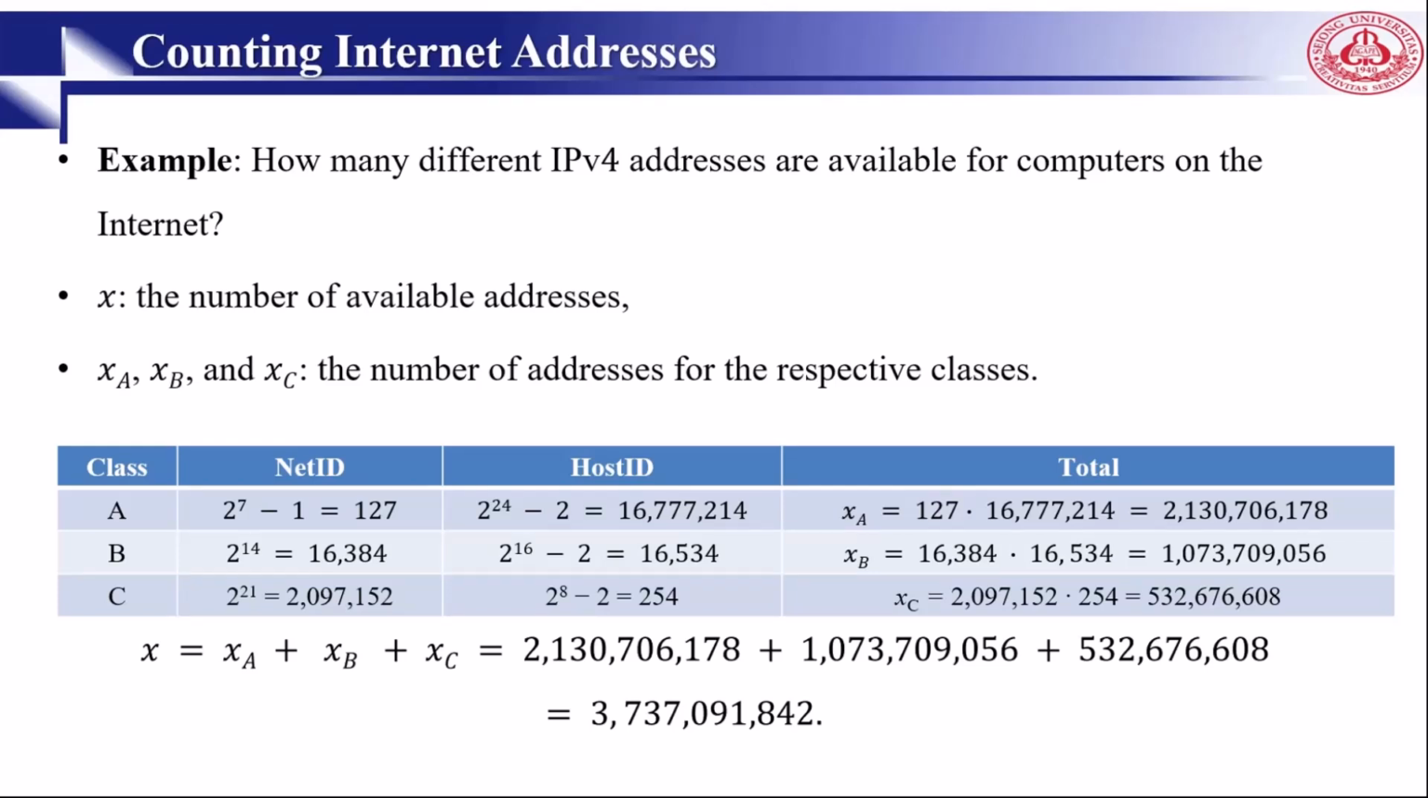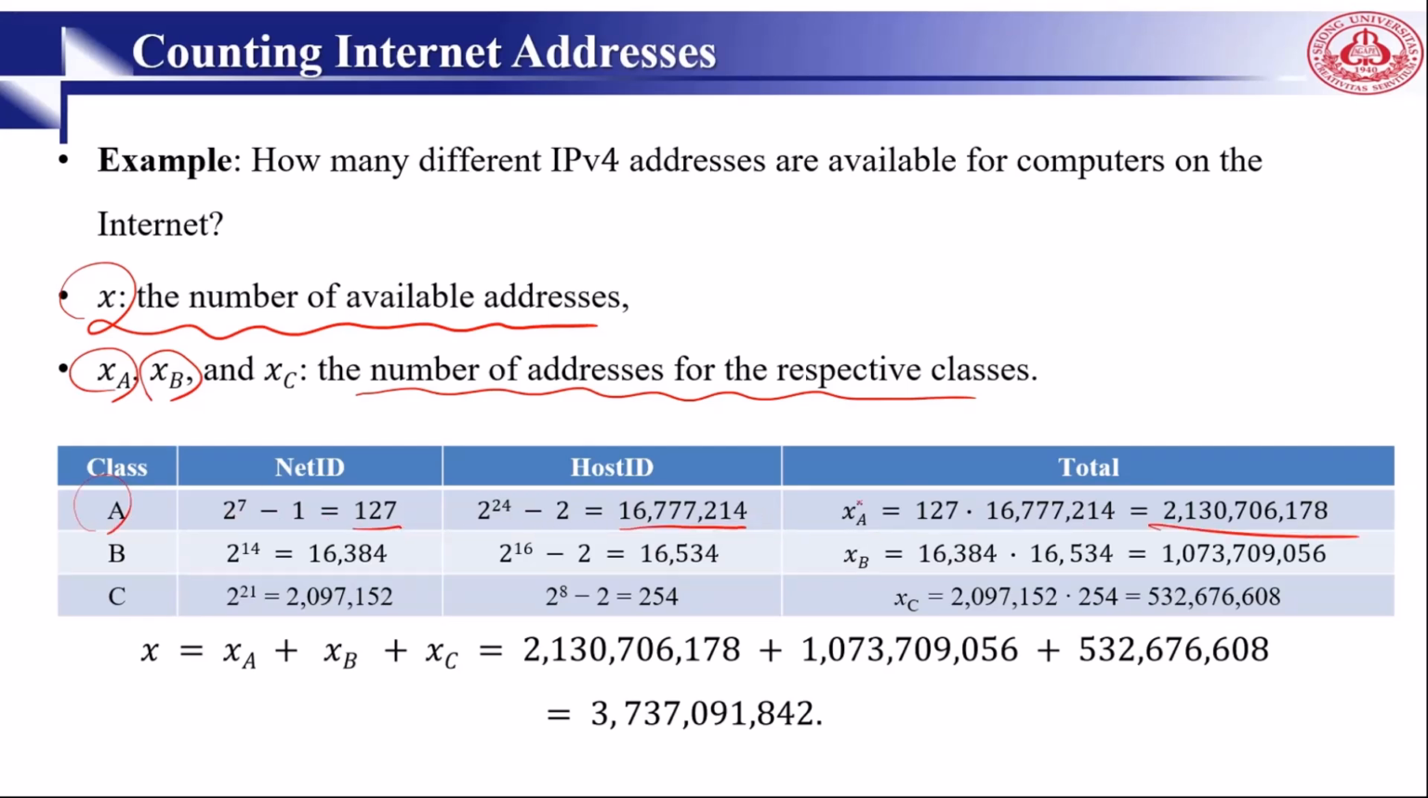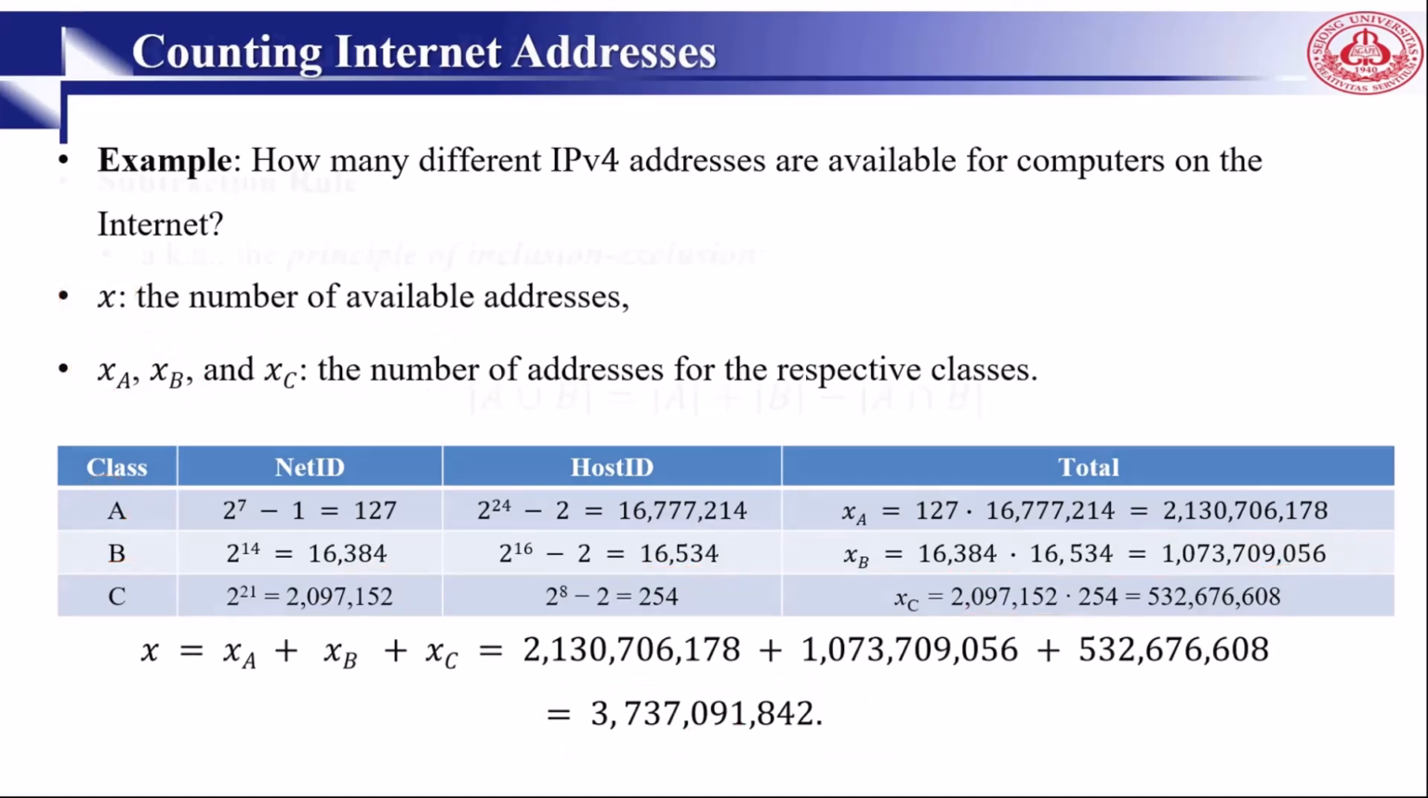How many different IPv4 addresses are available for computers on the internet? We use both the sum and the product rule. If we consider X as the number of available addresses, and XA, XB, XC as the number of addresses for each class, then we can compute. For class A, 2 to the 7 minus 1 is 127, times 2 to the 24 minus 2. For class B, 2 to the 14 times 2 to the 16. For class C, 2 to the 21 times 2 to the 8 minus 2. The total is 3,737,091,842. This is the possibility.